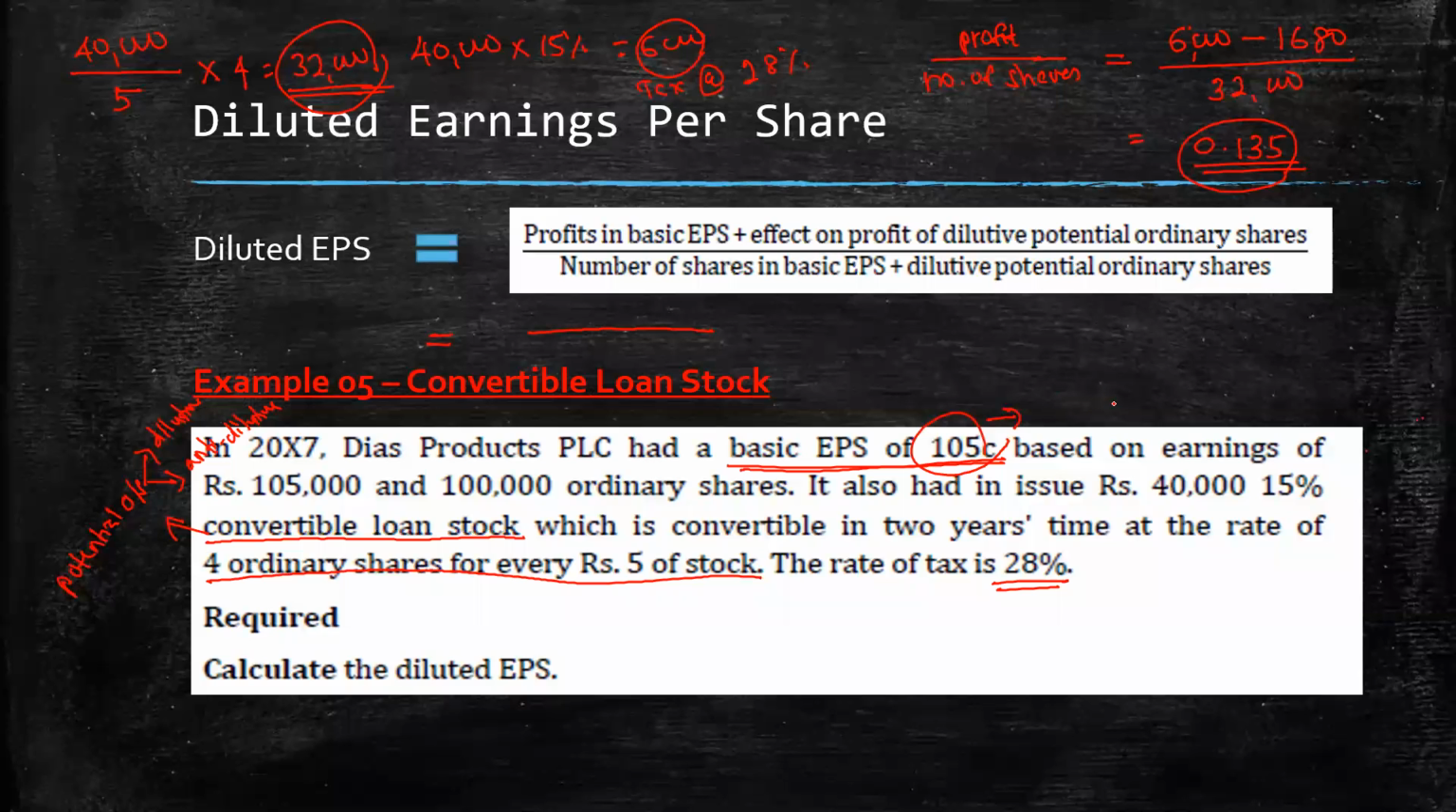In rupees, it is 1.05 rupees. Now compare these two: our basic earnings per share value and the impact of the potential ordinary share on EPS. By comparing these two, tell me whether it is dilutive or anti-dilutive.